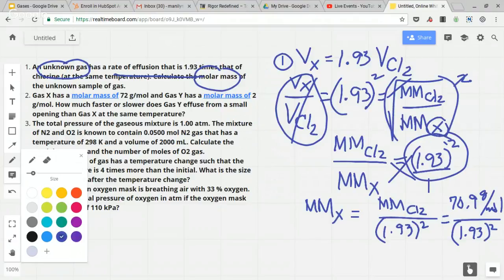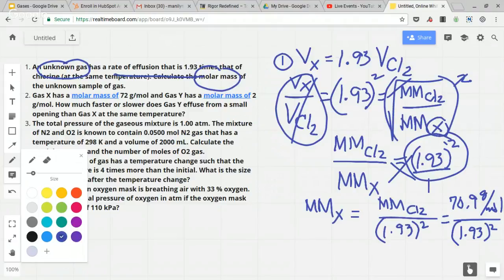Okay, I hope you don't have any questions so far. Please don't hesitate to leave a comment if you have some questions, like, Madam, where does 70.9 come from? It came from the periodic table. Look at chlorine and multiply it by 2. Each chlorine has a molar mass of 35.45, and because it's diatomic, it's one of the 7 diatomic molecules, so we get 70.9 grams per mole. 1.93 is given.